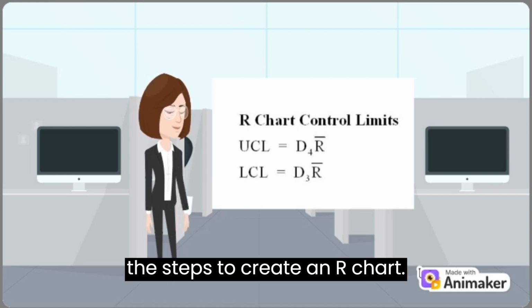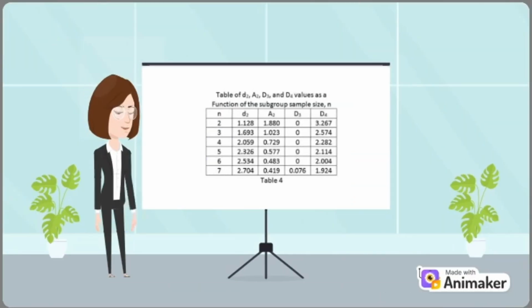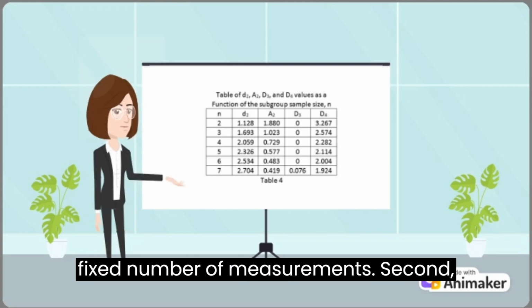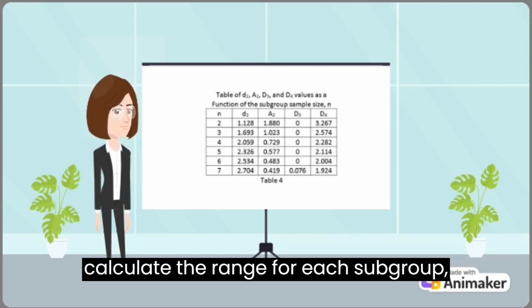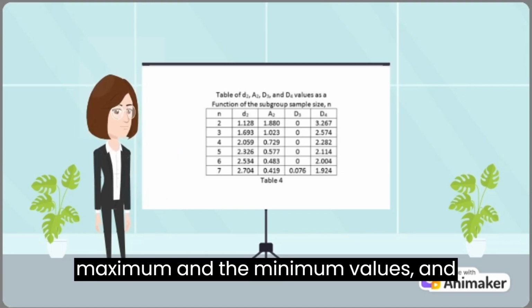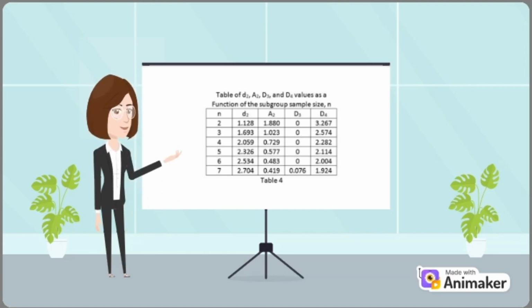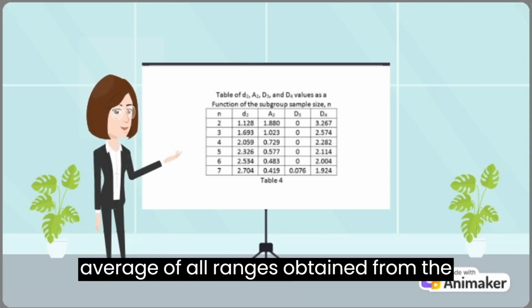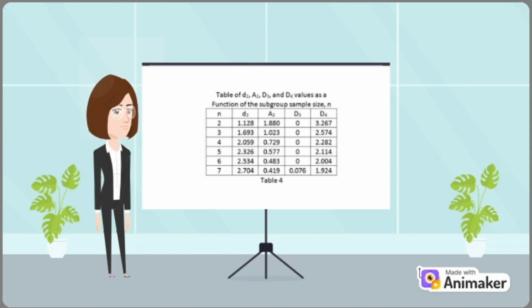Here are the steps to create an R chart. First, collect data. Obtain multiple subgroups of data, each containing a fixed number of measurements. Second, calculate the range. For each subgroup, calculate the difference between the maximum and the minimum values. And then, calculate the R bar. Calculate the average of all ranges obtained from the subgroups.